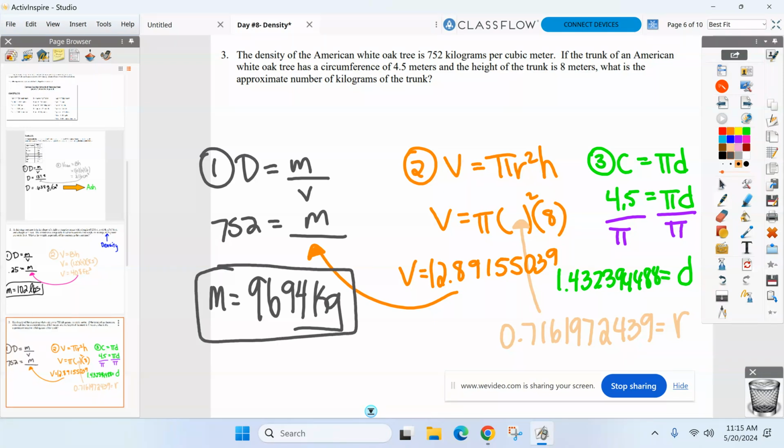I don't care who you work with, move around. Let's get this done right now. You got plenty of time to finish it. It's just the rest of the notes. That's all it is. The rest of the density notes. That's all you're working on.